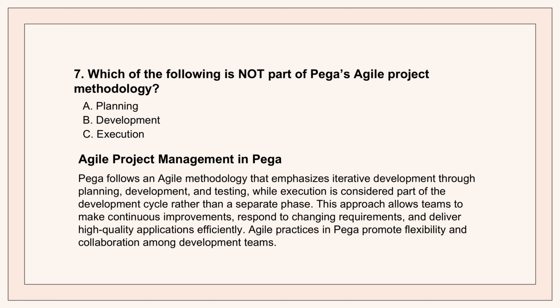Now, question 7 asks, what's not a part of Pega's Agile project methodology? All right, let's see. The choices are A, planning, B, development, or C, execution. Well, every project needs execution, right? But when you think about Pega's Agile methodology, it's all about those repeating cycles of planning, development, and testing. Right, those smaller iterative chunks. Exactly. So execution, while important, isn't specifically part of the core Agile methodology in Pega. Okay, so option C is the odd one out.